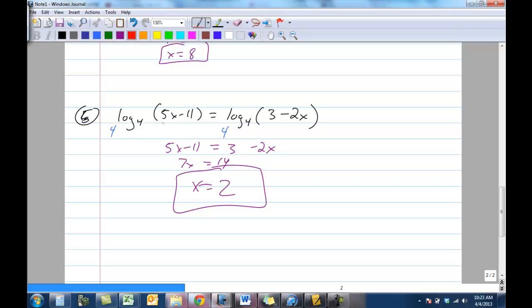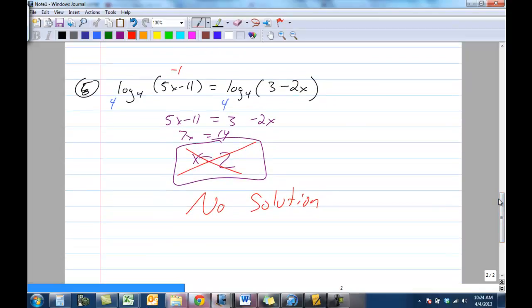Well, let's check our answer. We plug this in. You get 5 times 2 is 10 minus 11 is negative 1. Log base 4 of negative 1 can't happen. All right? If you get a negative, it can't work. So this is no solution. So with logs, you solve it just like we always do, but you got to make sure to go back and check it. If you plug it in and what's inside a log parentheses is negative, it can't work. Otherwise, it works just fine.